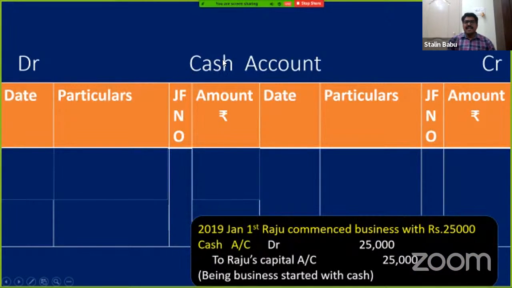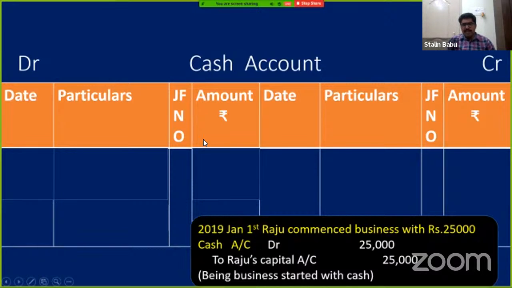See, this is the cash account. So put Dr on the left side and Cr on the right side. So what is the transaction? 2019 January 1st, Raju commenced business with rupees 25,000. The journal entry is Cash account debit to Raju's capital account.